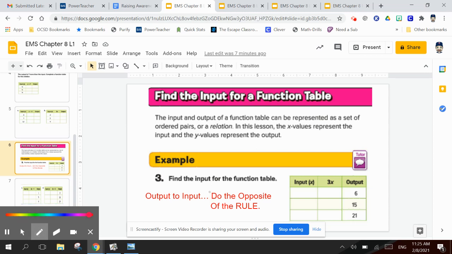Now, sometimes you may have to work backwards. The input and output of a function table can be represented as a set of ordered pairs or a relation. In this lesson, the x values represent the input, the y values represent the output, just like I talked about. In example 3, I want you to find the input of a function table. So when we go from the output to the input, we have to work backwards.